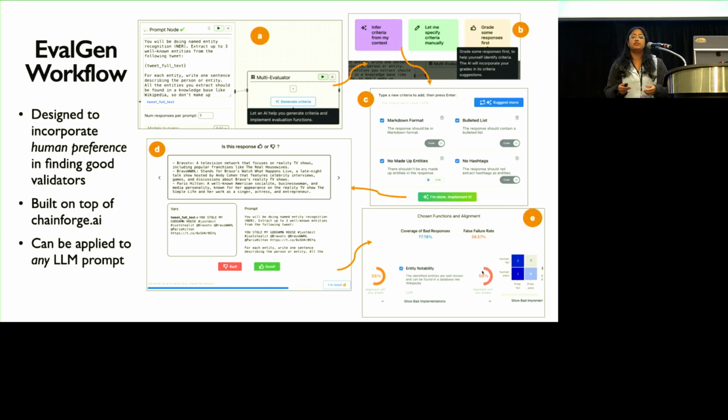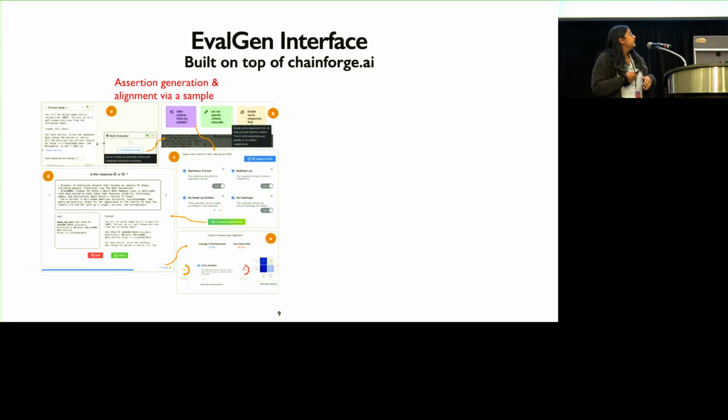Alignment is measured by F1 score, with their grades. And they can also see assertion implementations that were not selected. They can see a confusion matrix and all sorts of data analysis that they may or may not want. Who knows? Okay, so I just showed you how people can generate evaluations based on a sample of the LLM outputs.